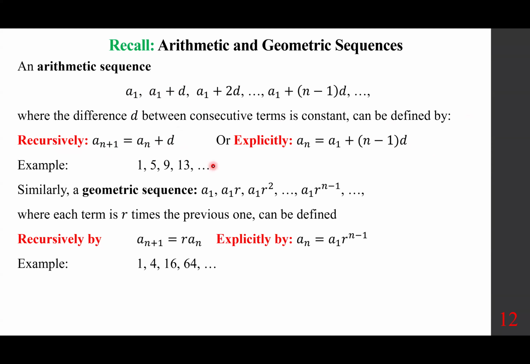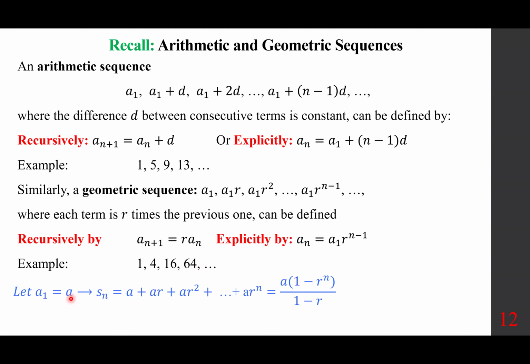Example 1, 5, 9, 13. Everybody remembers that. For geometric sequence, we had a sub 1, a sub 1 times r, and so on. So recursively, a sub n plus 1 is r a sub n. Explicitly, a sub n equals a sub 1 r to the power of n minus 1. 1 times 4, 4 times 4, 16 times 4, and so forth.